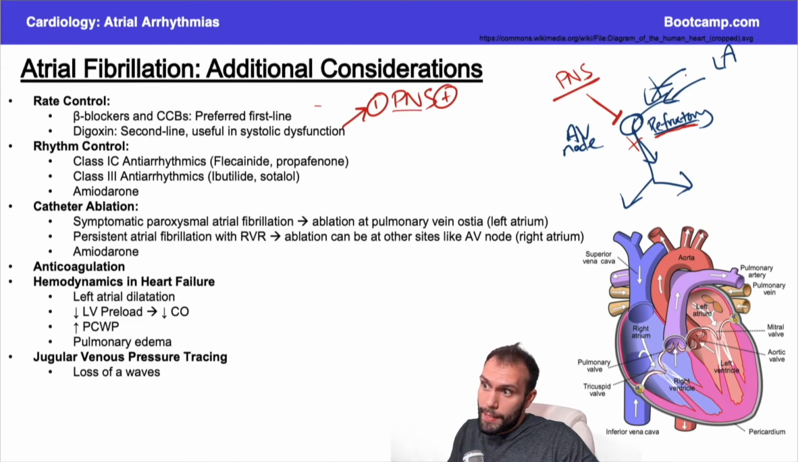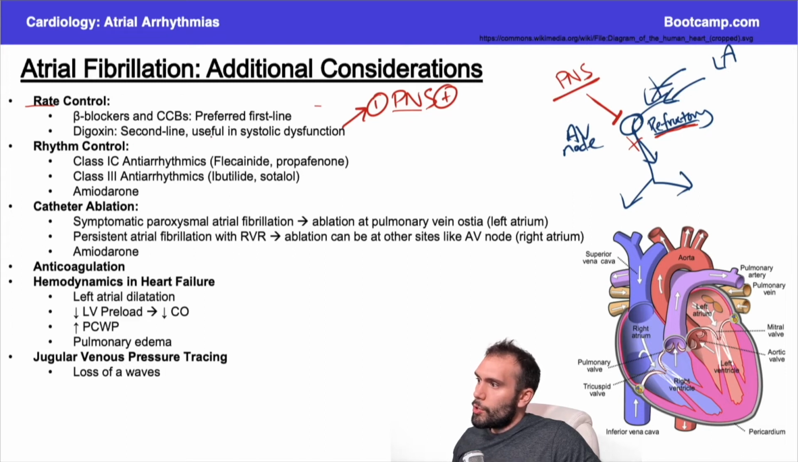And you can see why that's helpful. Again, we want to delay as many signals as we can from getting through the AV node into the ventricles. It's going to keep my heart rate down and allow me to have more effective contractions in the ventricles. So again, that's why these are all rate control. They're controlling the rate that these signals can get through the AV node.